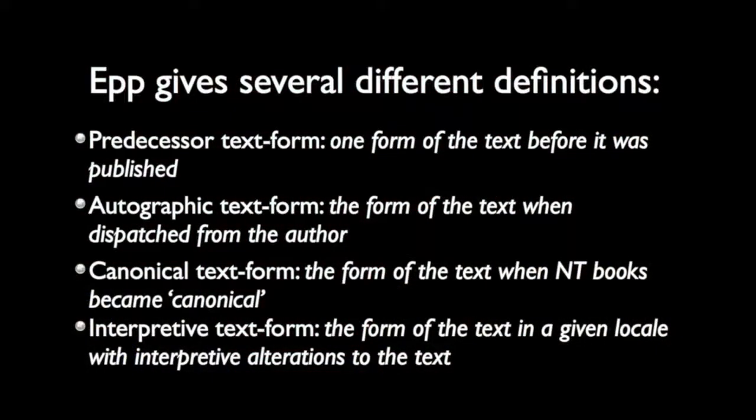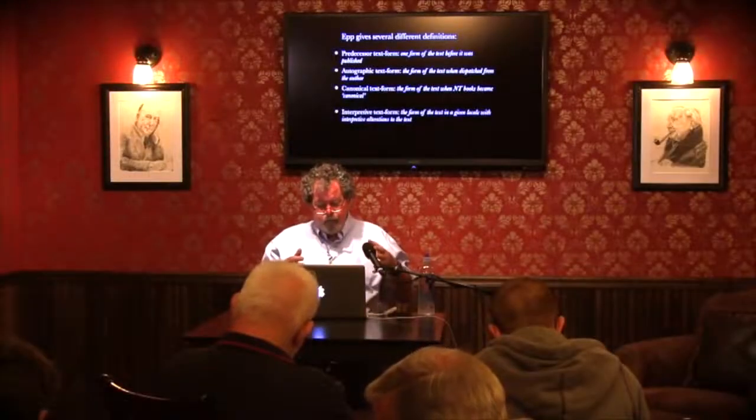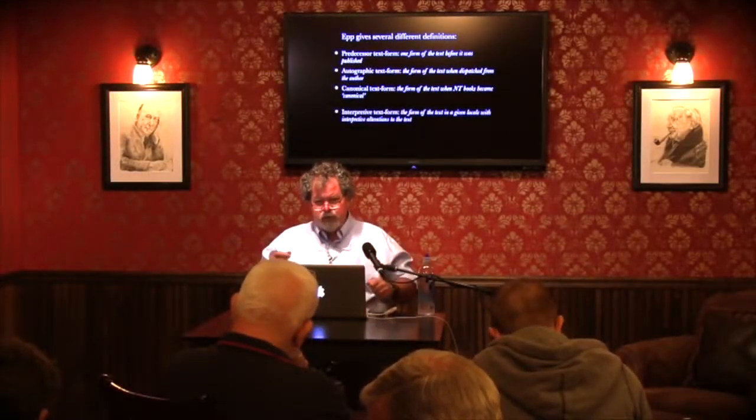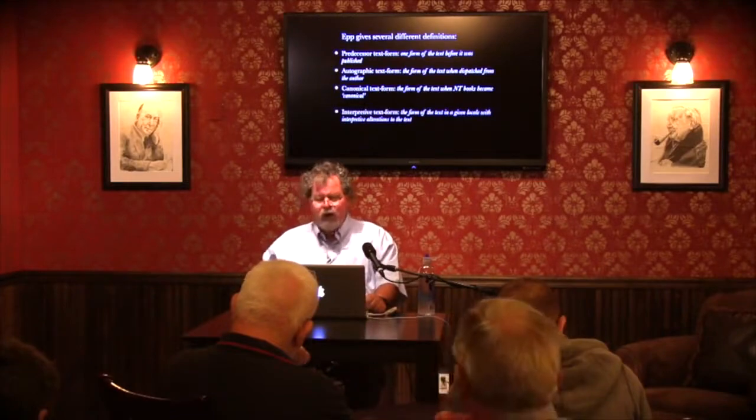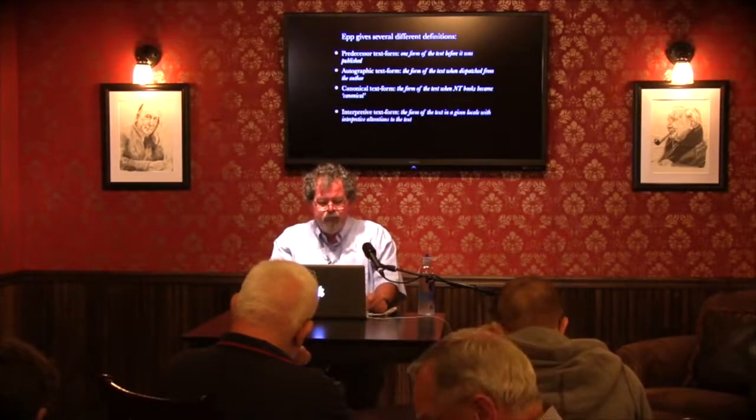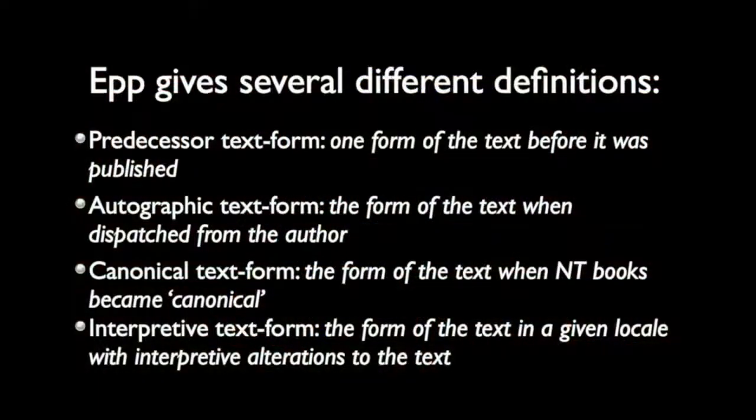He says one would be the predecessor text form, that is the form of the text before it was published, maybe the working text that an author used. So if John's writing the Gospel of John, he may have the text of his gospel that's the one he's going to mark up and edit and things like that. The second one would be the autographic text form, the form of the text when it's dispatched from the author.